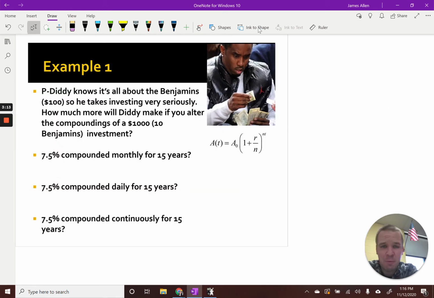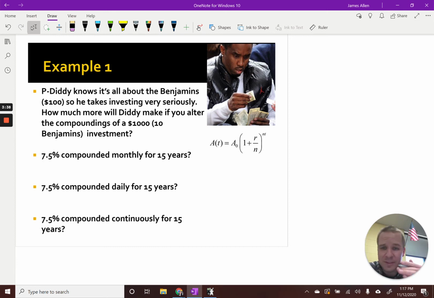All right, our first example, we got P. Diddy. I hope you guys know who P. Diddy is. He knows that it's all about the Benjamins. Those are $100 bills. As you can see there, he is counting the money, and look at that now, a dollar bill. That's why it's so confused, because he knows it's all about the Benjamins, as you see there. That's a pretty awesome candid photo. Anyway, so he takes investing very seriously.